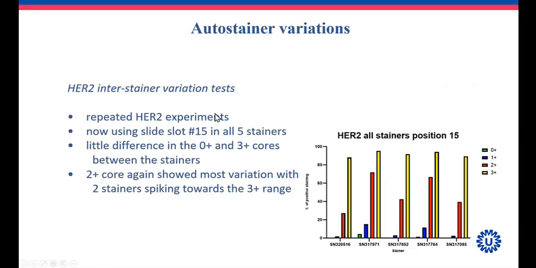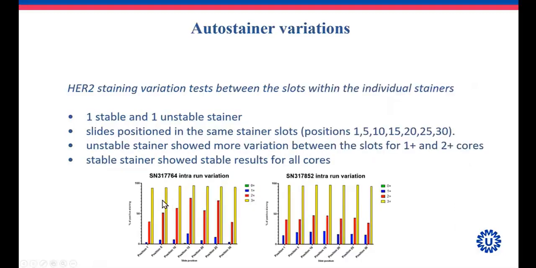So we repeated the HER2 experiments, and for all the 5 machines that we have in use, we used the same slot in all the different stainers, slot number 15, again to reduce variation. And when we depicted the results, what you can see on the bottom right, there was quite a minimal difference for the 0 and the 3+ scores between the different stainers, but you can see that the red, the 2+ bars, show quite some variation, which goes from like 25 perhaps up to like 75, and that was way too much. And 2 of the stainers were even spiking towards the 3+ range.